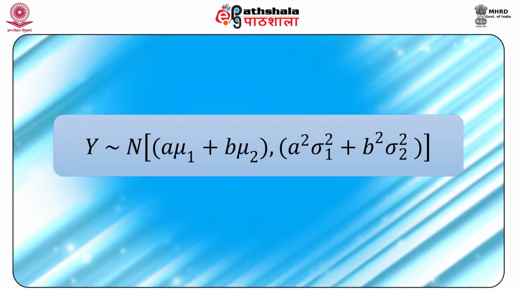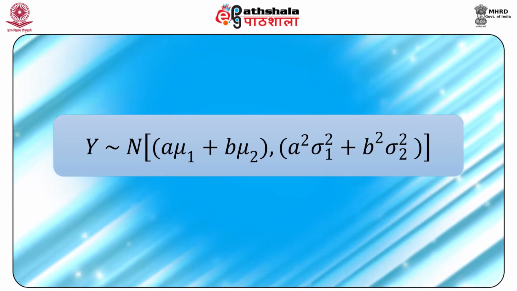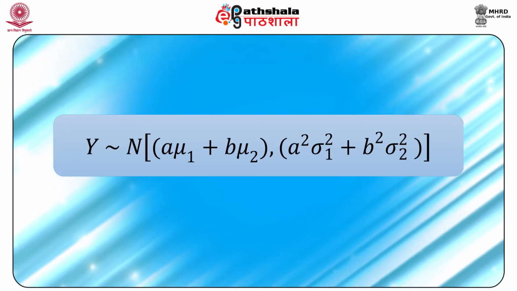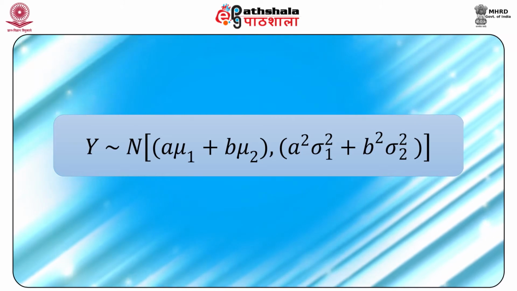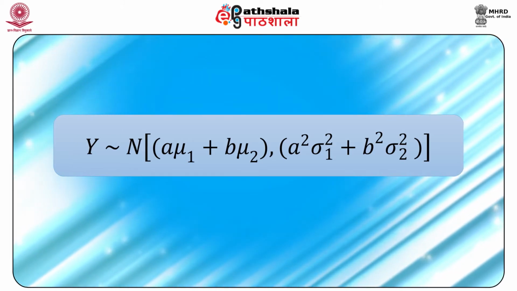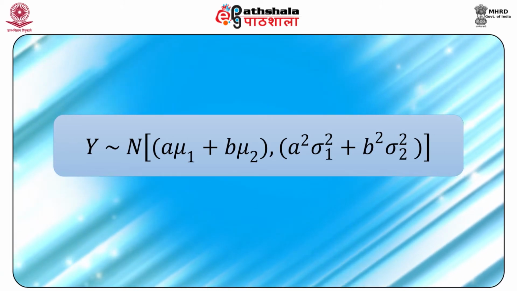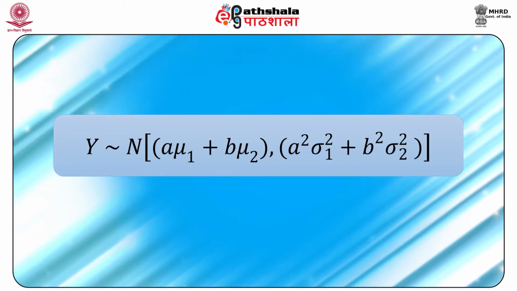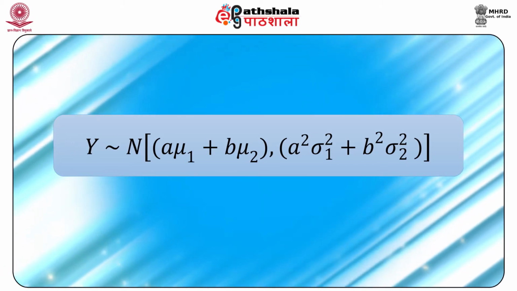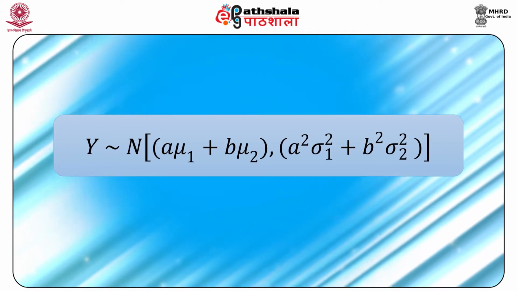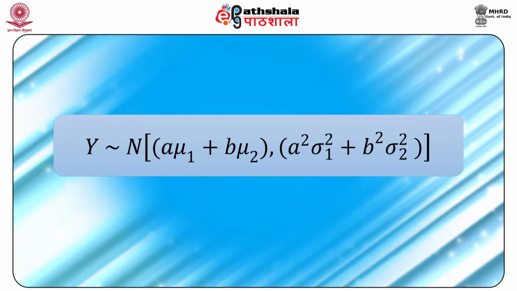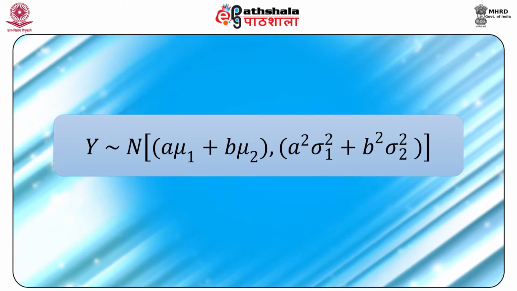We can then show that the distribution of y is normal and its mean is equal to a mu1 plus b mu2, and the variance is equal to a square sigma 1 square plus b square into sigma 2 square. Let me remind you, this is under the assumption of independent variables, which means x1 and x2 in this case we have presumed are independently distributed.